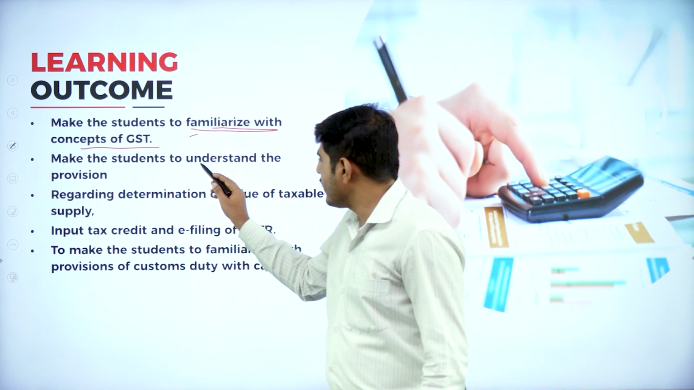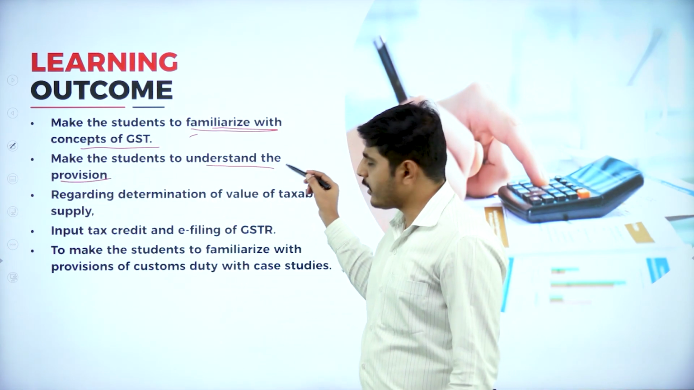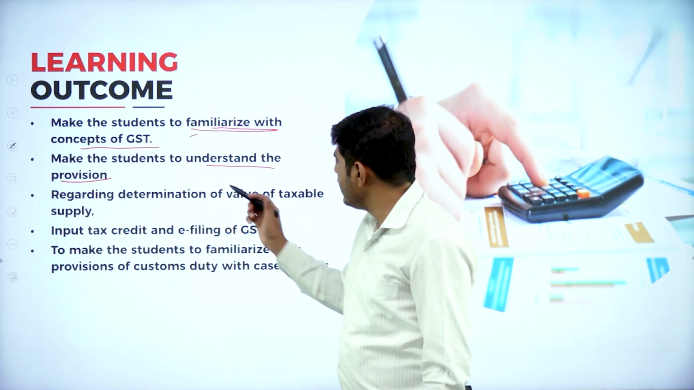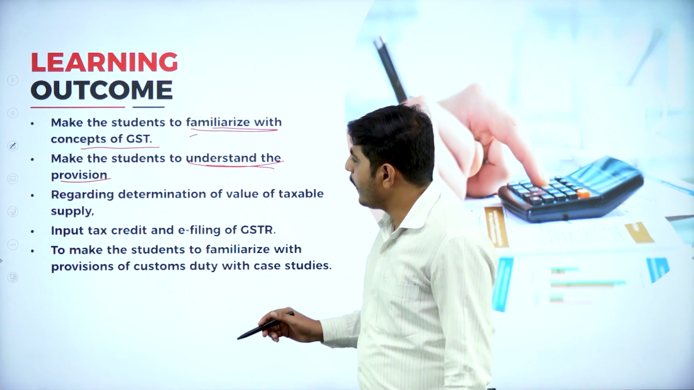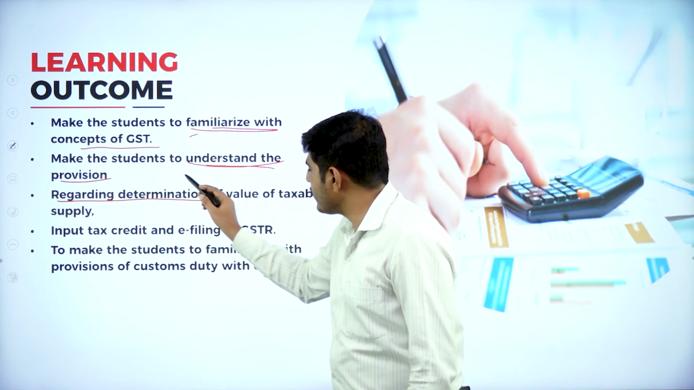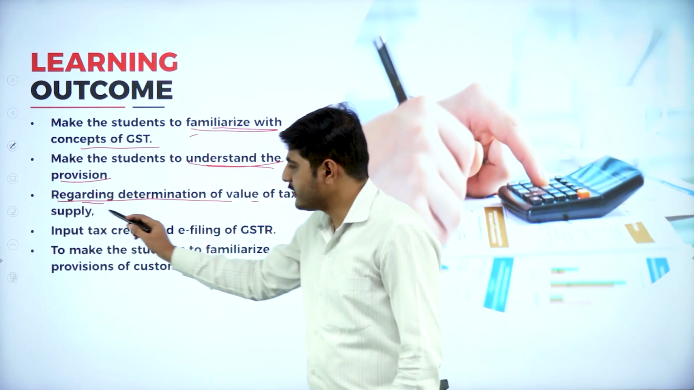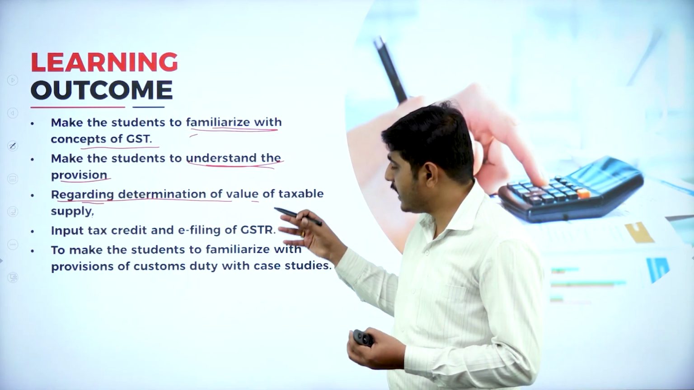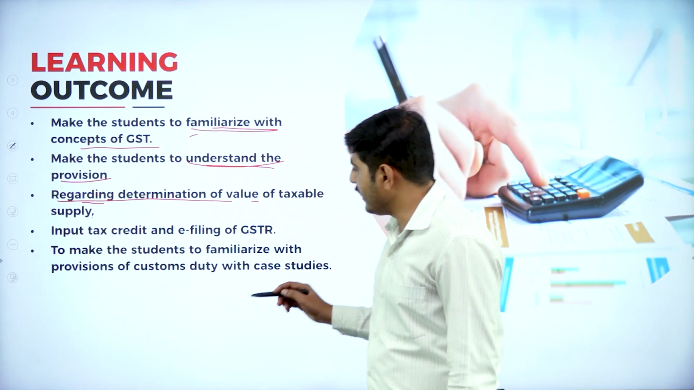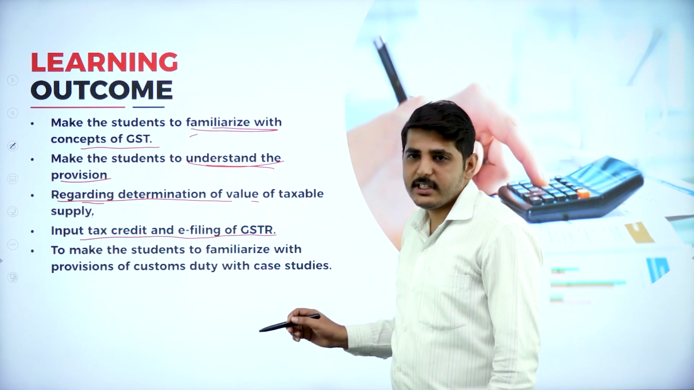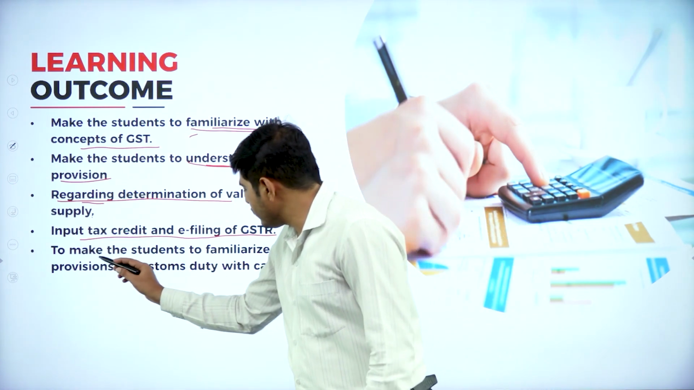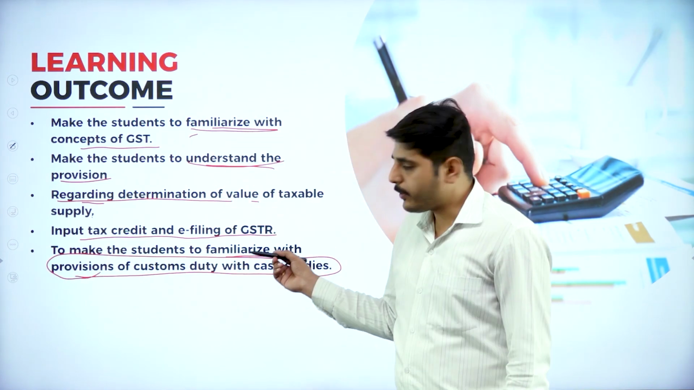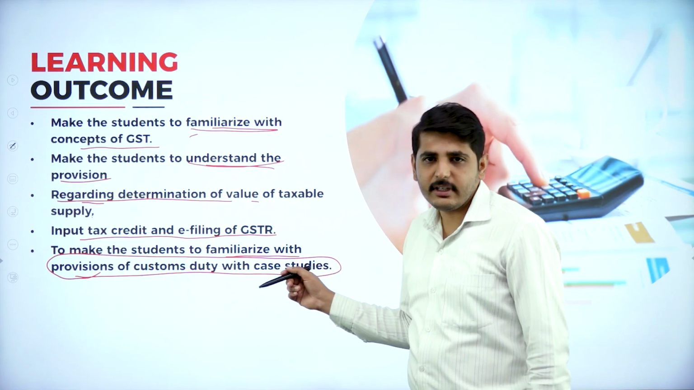Next one, make the students understand the provisions. In this subject, so many provisions are there, and under so many provisions we have to add certain items, we have to get certain items. What are the provisions you will understand by studying this subject. Next one, make students understand the determination of the value of taxable supply. So, what are the concepts of value of taxable supply? You will have to understand new words, new concepts, keywords under the value of taxable supply. Next one, input tax credit and filing of GST or GST registration form. Next one, to make the students familiarize with provisions of custom duty with case studies. You will have to answer problem oriented questions in this chapter and also some case studies we can discuss.